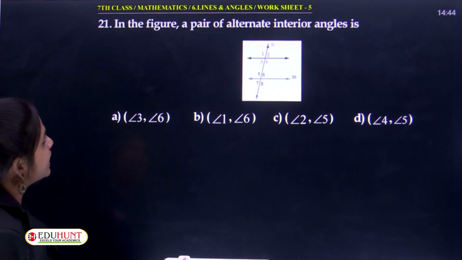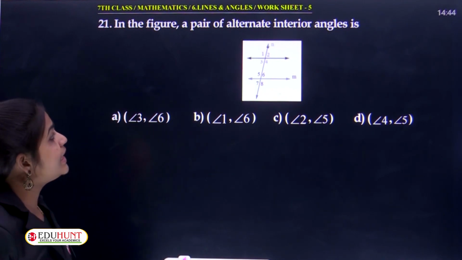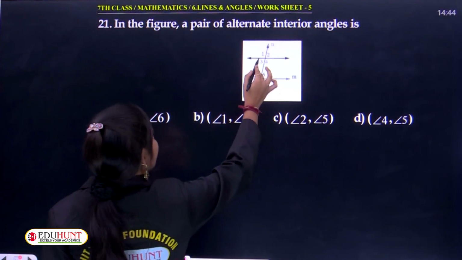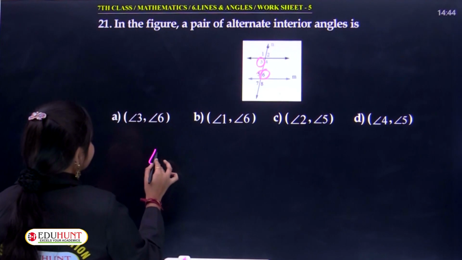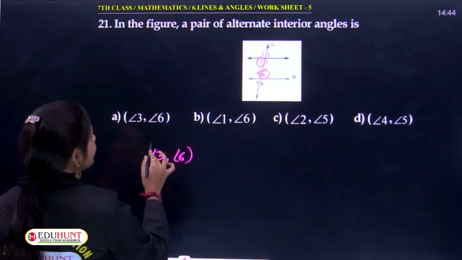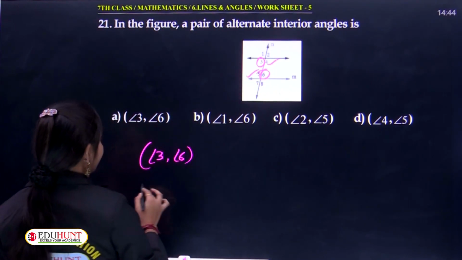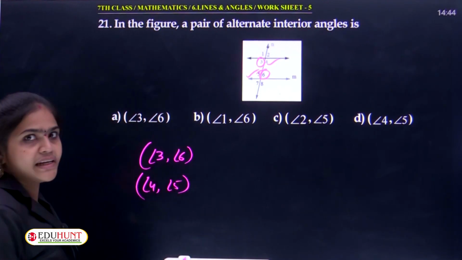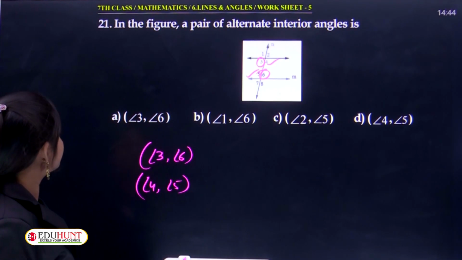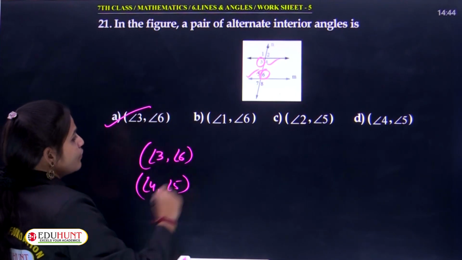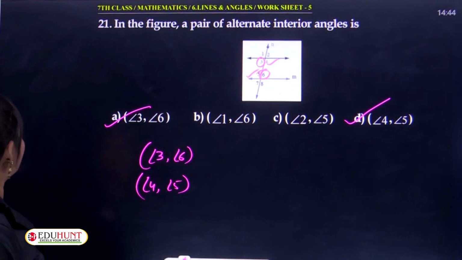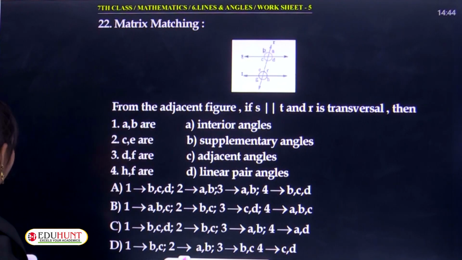In the figure, a pair of alternate interior angles: angle 3, angle 6. Next, angle 4, angle 5. Two pairs of alternate interior angles, no? Then here the options are 3, 6 and 4, 5. Okay, one or more than one options. Next, last question.